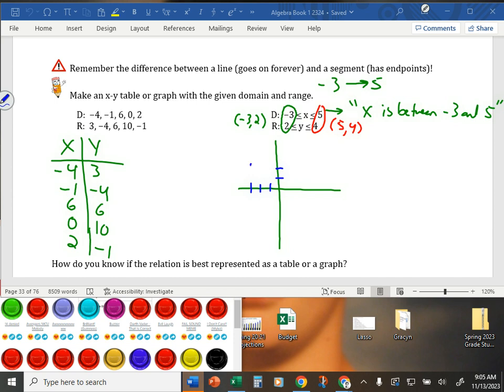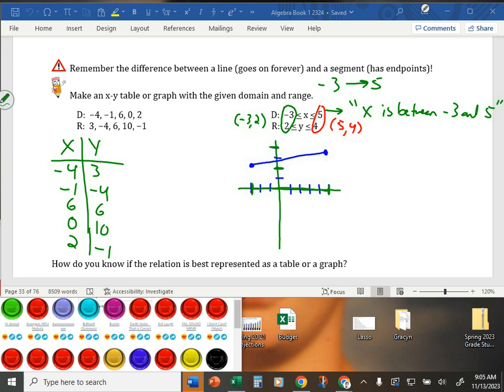-3, 2 would be right about there. 5, 4 is right about here. And we now have a segment that on the x-axis goes from -3 all the way to +5. That's what we want. And we have a y range of +2 to +4. That's exactly what we want there.